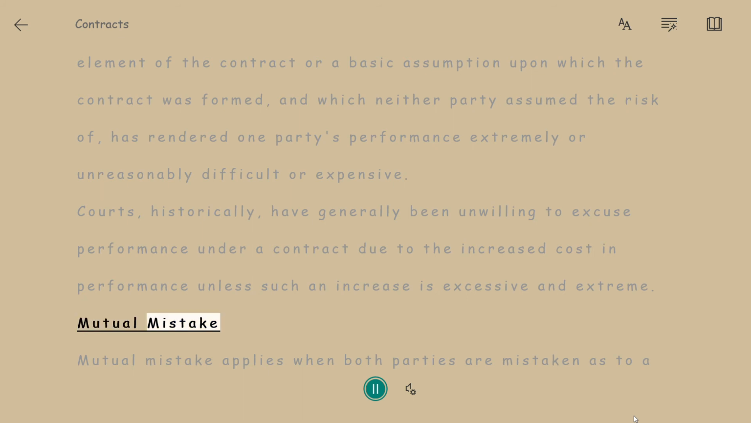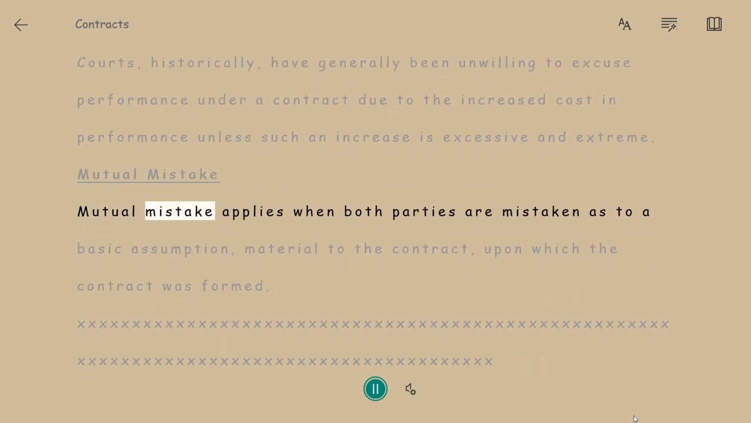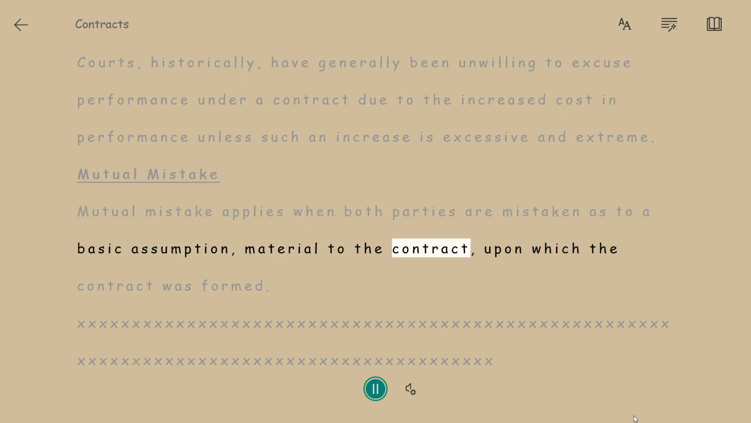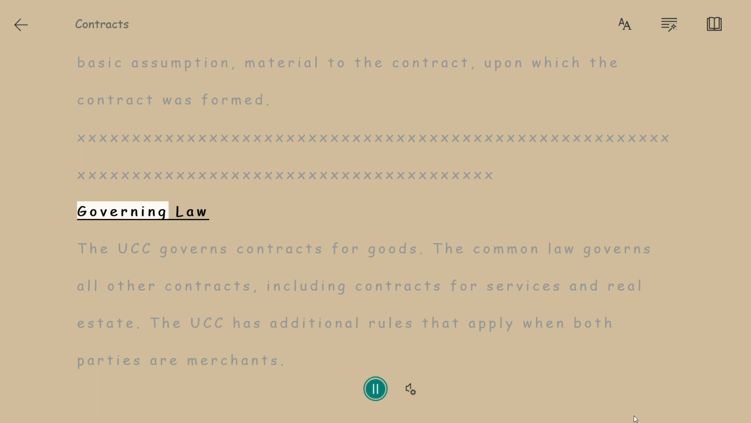Mutual mistake. Mutual mistake applies when both parties are mistaken as to a basic assumption, material to the contract, upon which the contract was formed. Governing law. The UCC governs contracts for goods. The common law governs all other contracts, including contracts for services and real estate. The UCC has additional rules that apply when both parties are merchants.